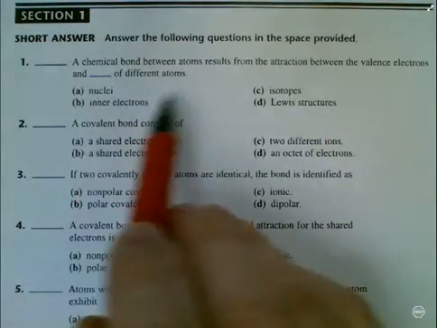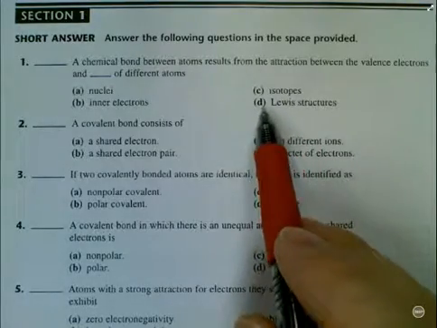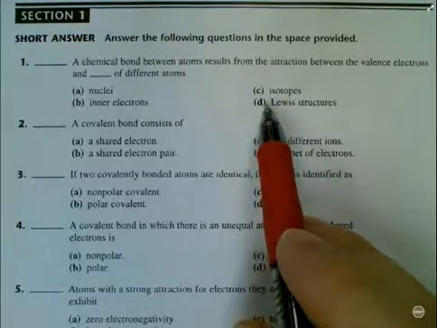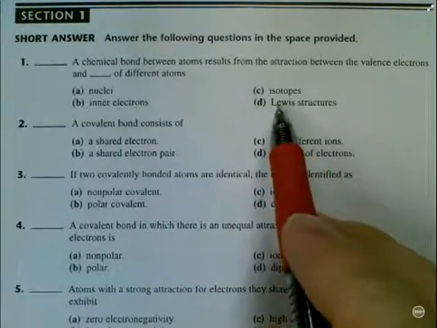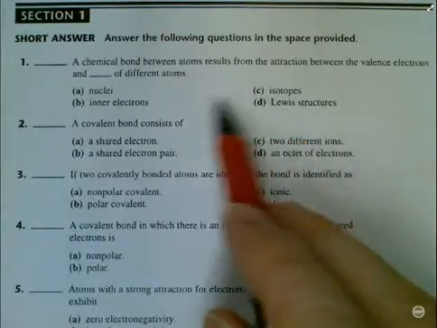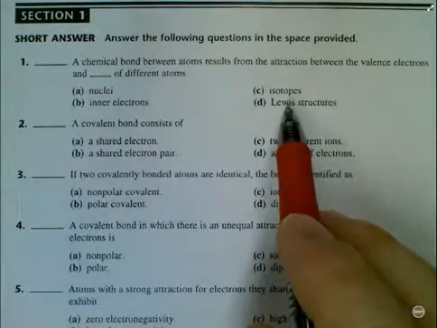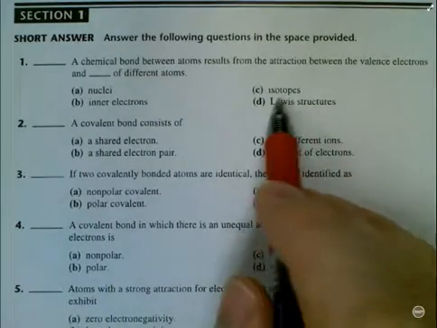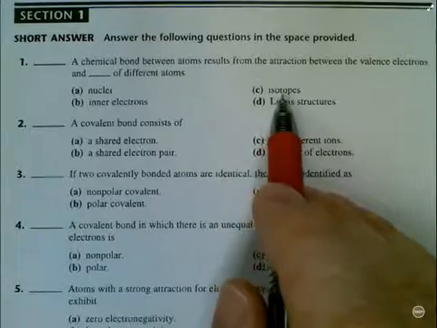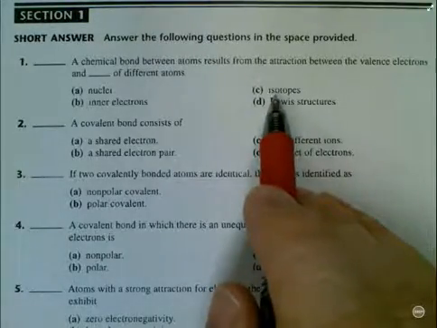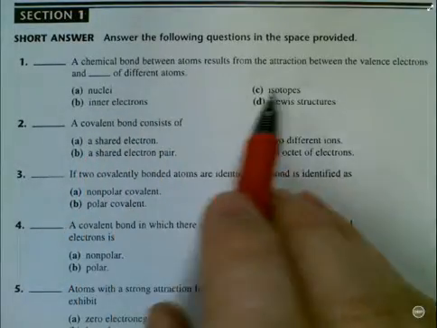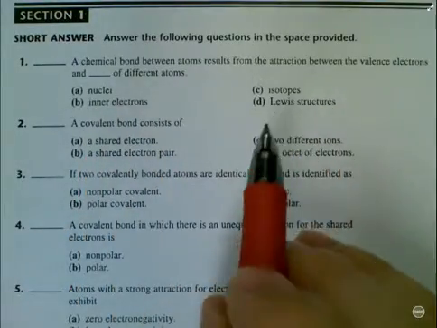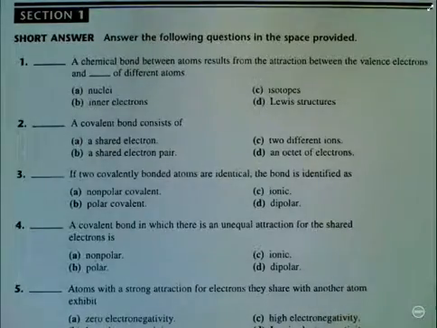So, going through, we can start backwards. A Lewis structure is a way to represent different elements as they bond to one another. So that's not something that's going to be involved in bonding. It's going to represent bonding. Isotopes just have different numbers of neutrons. That has nothing to do with effective nuclear charge. Inner electrons, we're not going to have attraction between valence electrons and inner electrons because they're both negatively charged. That's going to be electrostatic repulsion.